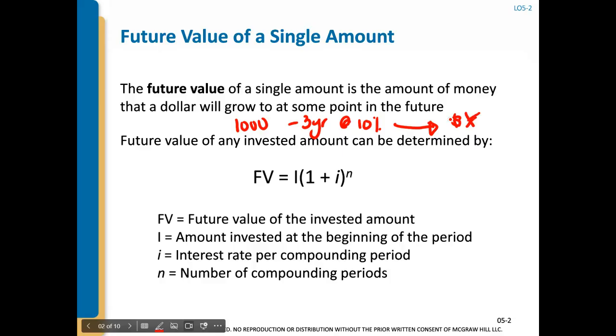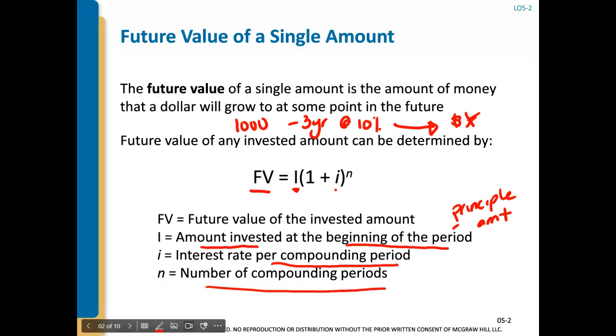There's a formula to figure it out, and this is the future value equals capital I, which is the amount invested at the beginning of the period, also known as the principal amount. You can hear it referred to as that. Times 1 plus little i, which is the interest rate per compounding period, to the nth power, which is the number of compounding periods.